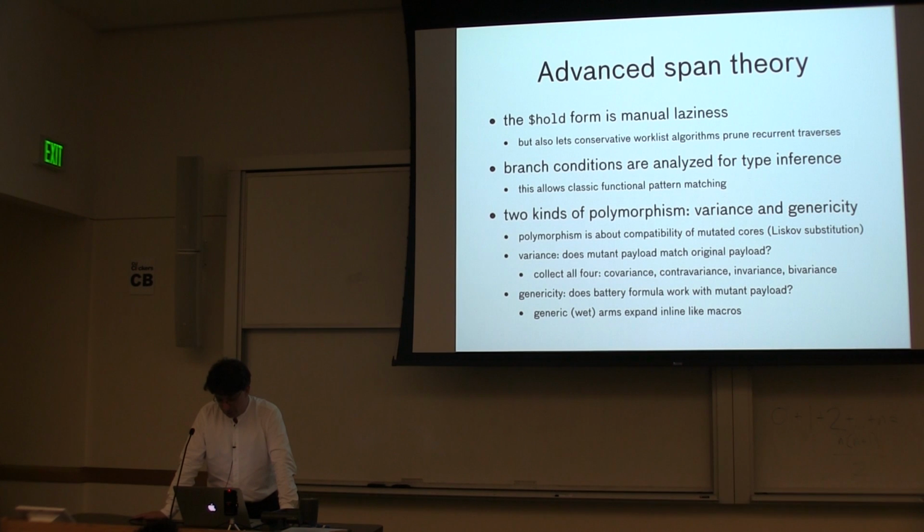Okay, here's some advanced theory. I'm going to go over this super quickly. So hold, again, is manual laziness. One of the nice things about it is that you can build a conservative work list algorithm. Let's say you're building a linked list, and you want to do a type comparison on two linked lists. This is a structural comparison, so you're saying, these could be totally different definitions of linked list.